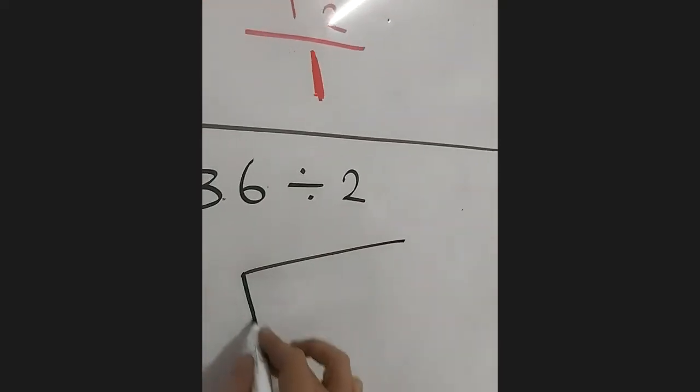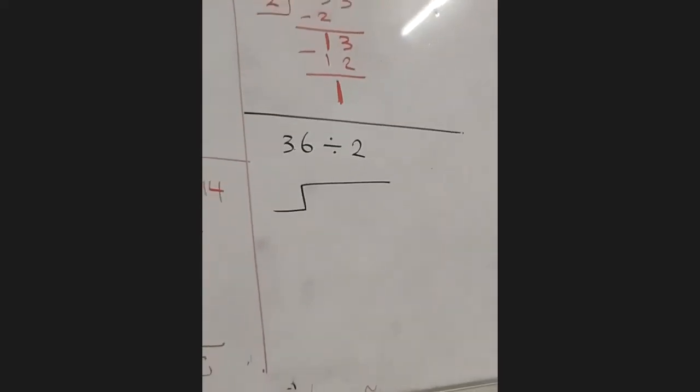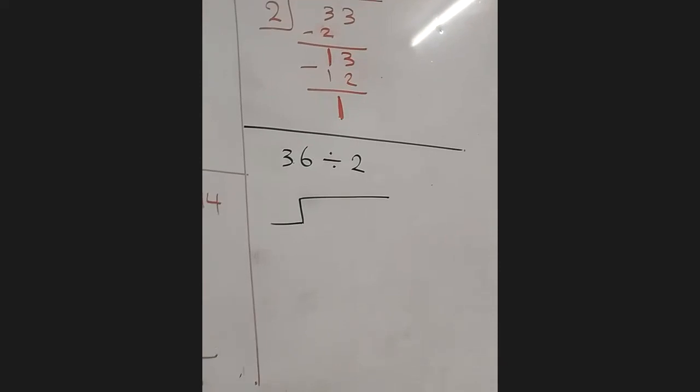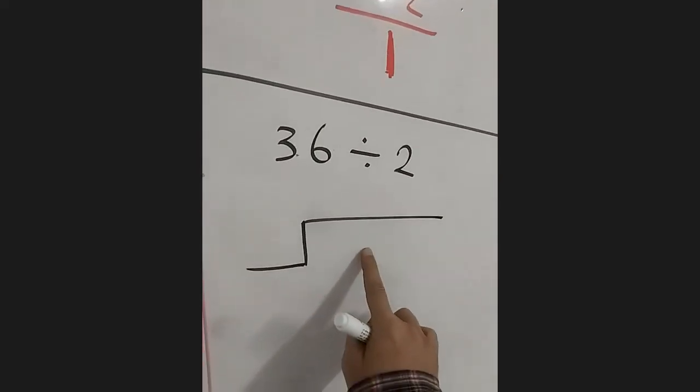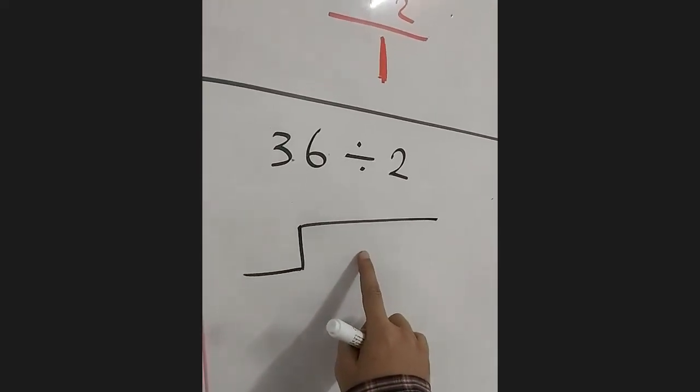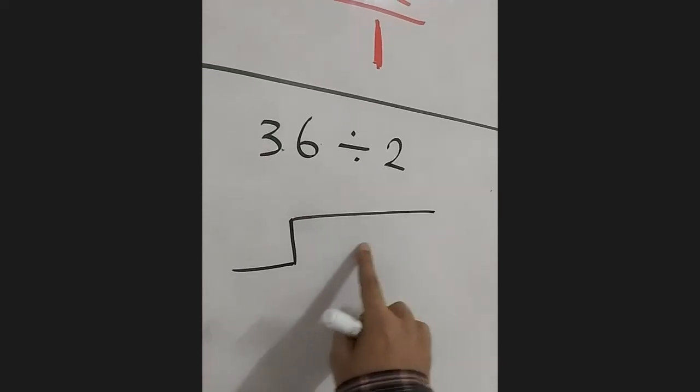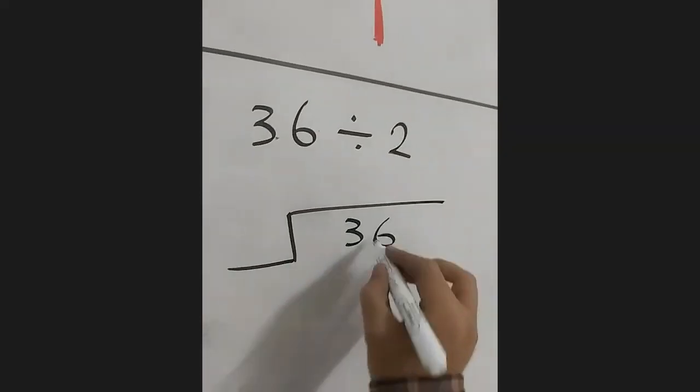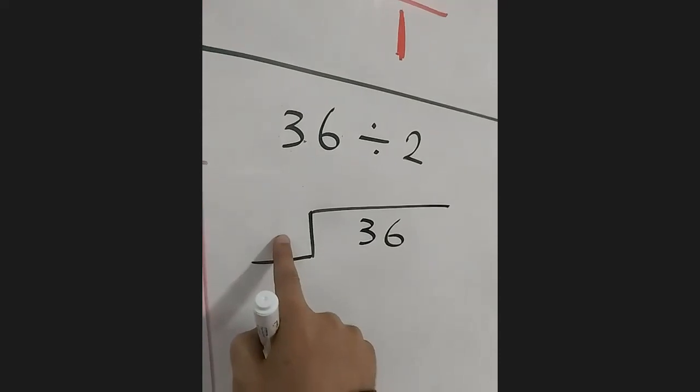Here, I will make my long division, right? We call this long division. What will I write inside here? Yeah, the 36. What will I write outside here?